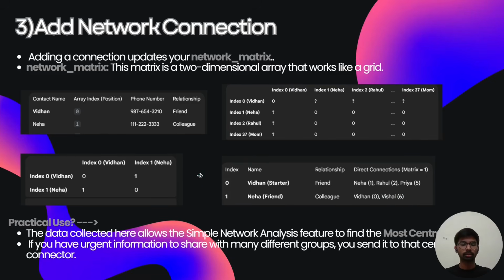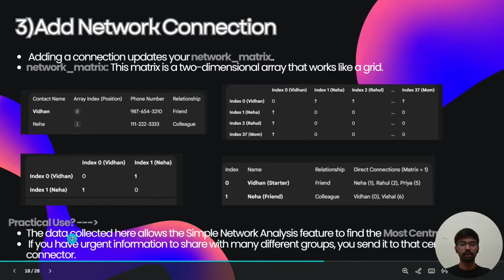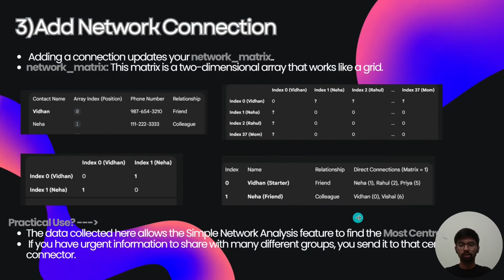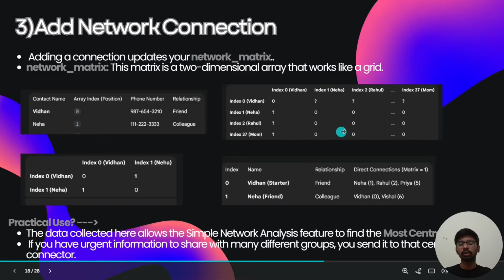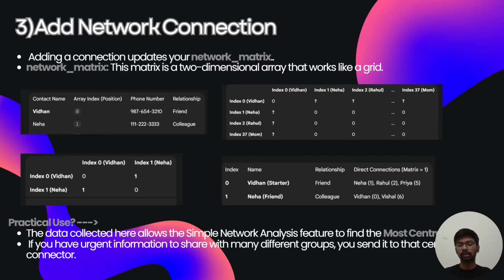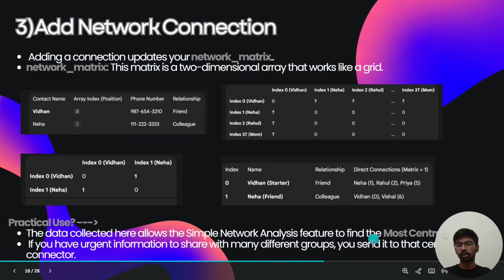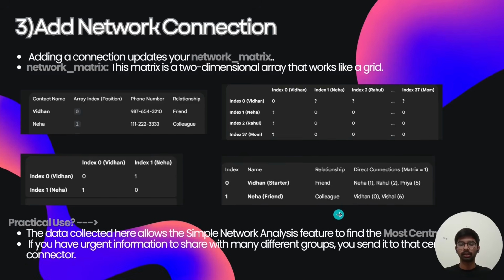So you might ask the question, what is the practical use of this data? The data collected here allows the simple network analysis feature to find the most central connector. The most central connector in your contact list is the person who knows others in your contact list most frequently. So if you have urgent information that you need to pass to most of your contacts, you can send it to the most central connector. Then he or she will forward it, and the information spreads more rapidly.